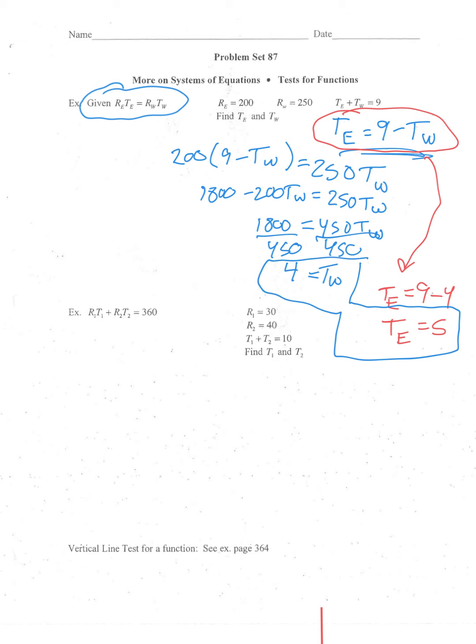The only extra step that's different than maybe what we did last time is that you might have to solve one of these for one of the variables like we did up here with T sub E. Let's take a look at this second one. Similar kind of idea.